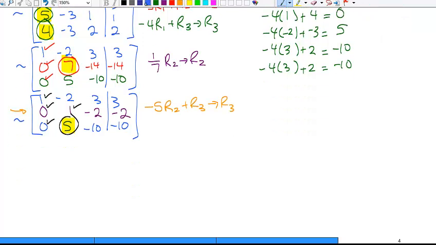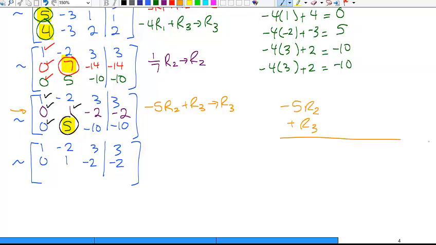So the row we're changing here is row 3, which means row 1 and row 2 stay the same. And then I'll do the work off to the side. You do your work the way you like it. Negative 5 times row 2 gets me 0, negative 5, positive 10, positive 10. Row 3, I have 0, positive 5, negative 10, negative 10. When I add down, I get 0, and I get 0.